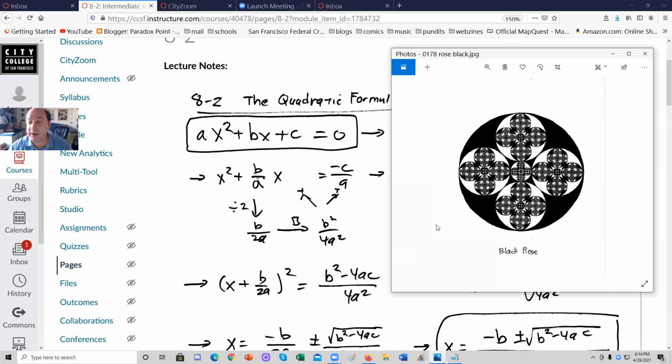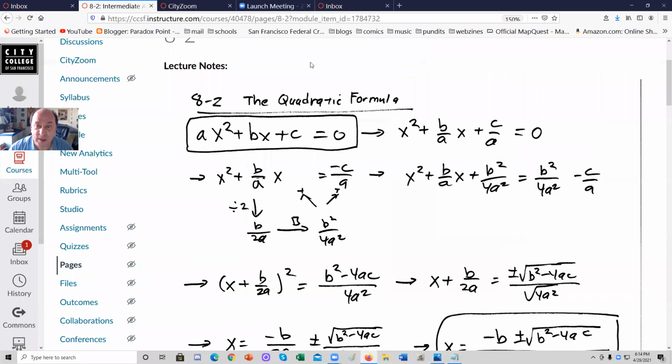And I think this one is a particularly pretty one, which is appropriate given that we're getting to a major topic today, which is the quadratic formula. Here is your general quadratic equation: ax squared plus bx plus c equals 0, solve for x.